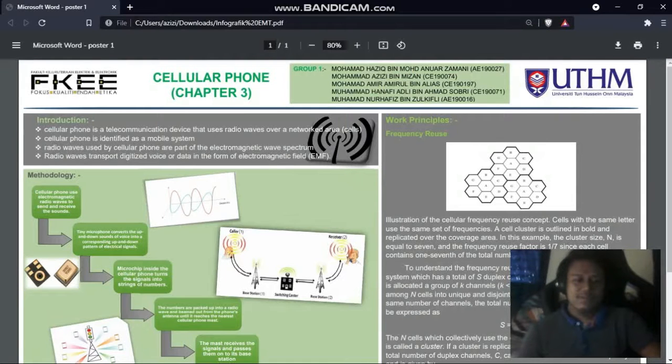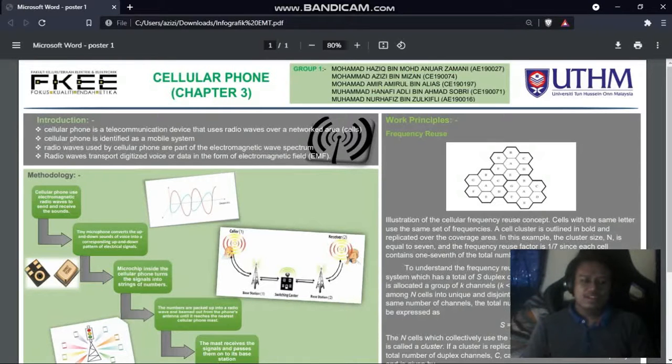Firstly, the cellular phone is a telecommunication device that uses radio waves over a network area, which is served through a cell site or base station at a fixed location, enabling calls to transmit wirelessly over a wide range to a fixed landline or via the internet. A cellular phone is also identified as a mobile system consisting of the equipment and the SIM card that assigns the mobile telephone number. Radio waves used by cellular phones are part of the electromagnetic wave spectrum.